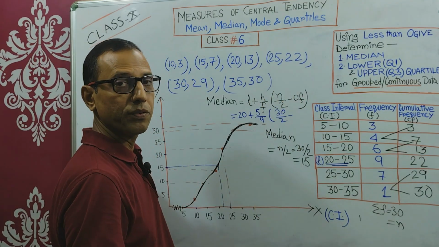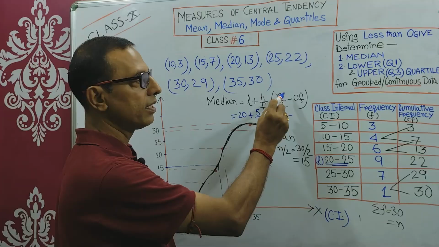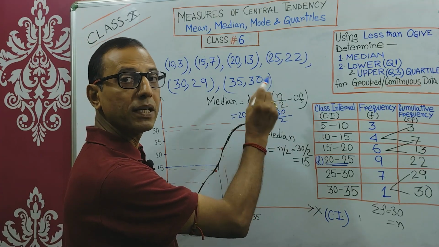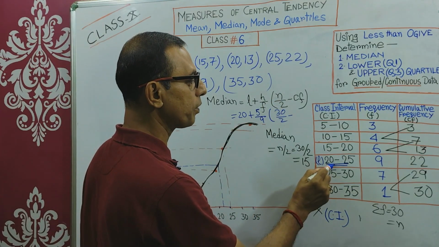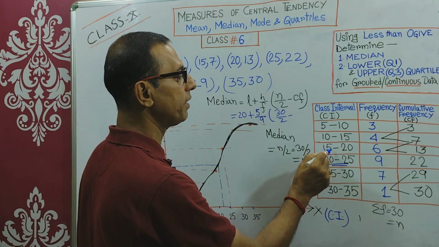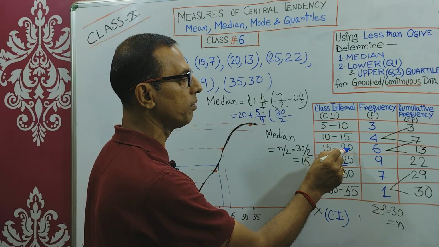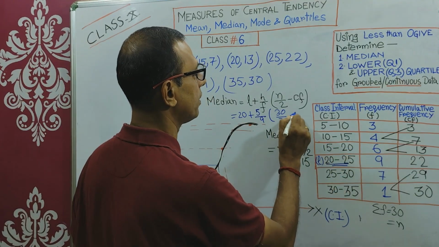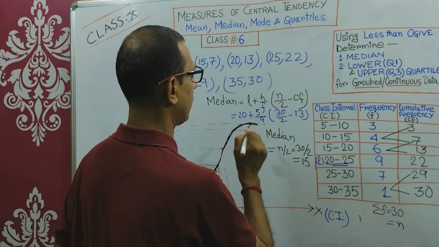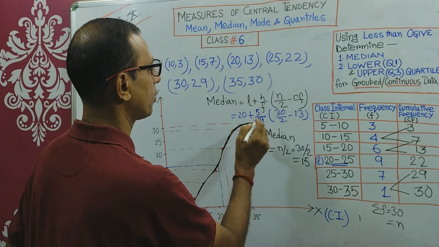Minus this CF. What is this? This CF is the cumulative frequency of the class preceding the median class. So the median class is 20 to 25. What is the preceding class? 15 to 20. And what is the corresponding cumulative frequency for that? It is 13. So it is 13. Now you calculate this value. What will the value be?